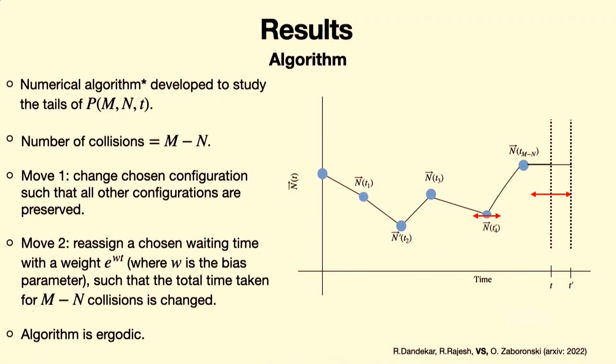And the next move is that I choose a certain collision and change the waiting time. But in this case, since the waiting time changes, the total time taken for m minus n collisions would also change. So this is how it looks.